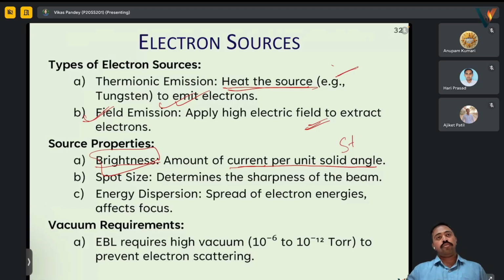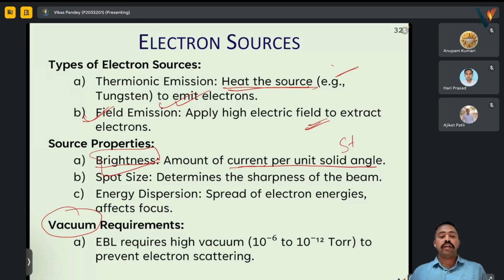It should not be that some part has 100 kiloelectron volt and some part has 5 kiloelectron volt. Such differences should be less, because in that case we will not be able to focus properly. But one big problem with this, which increases the cost, is the vacuum requirement.